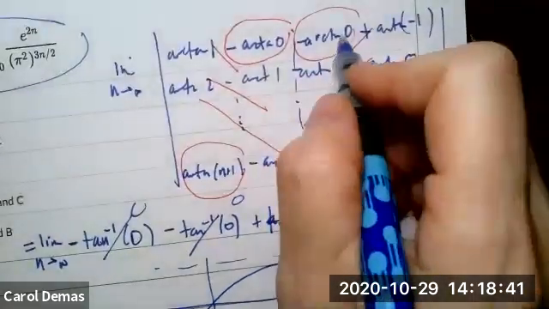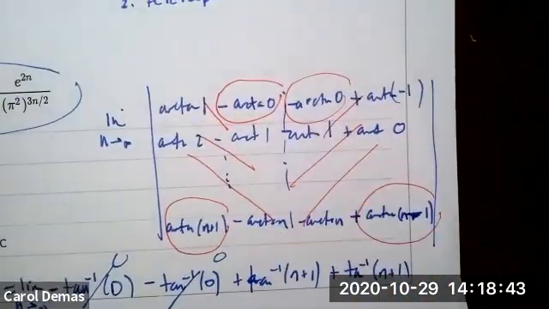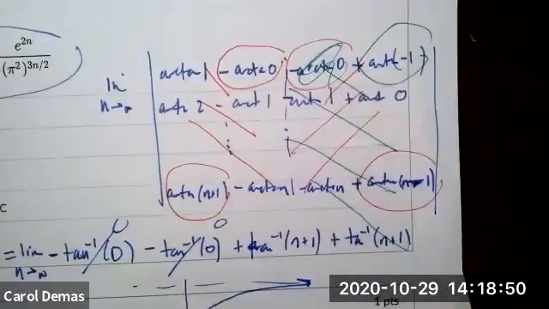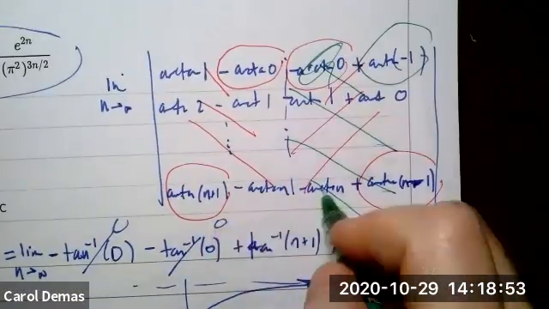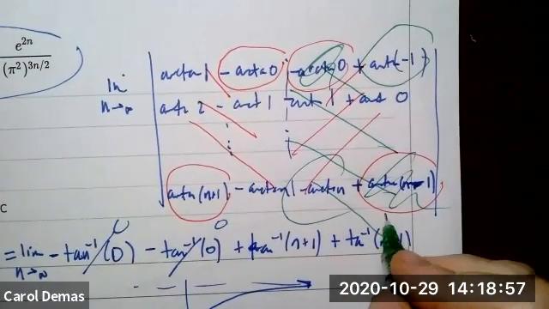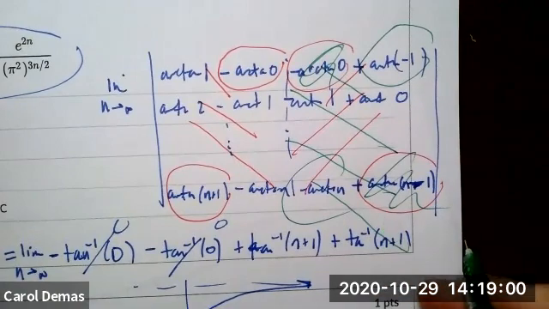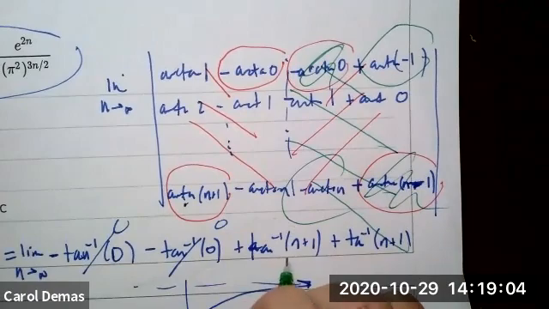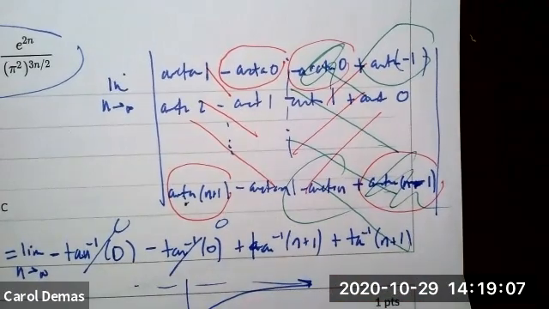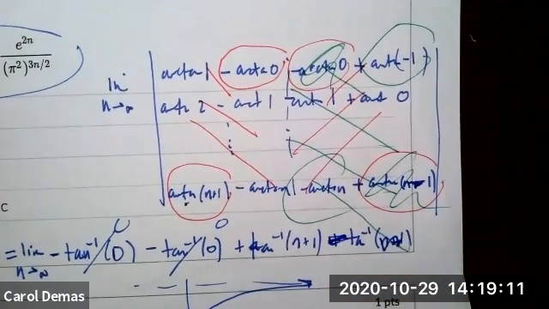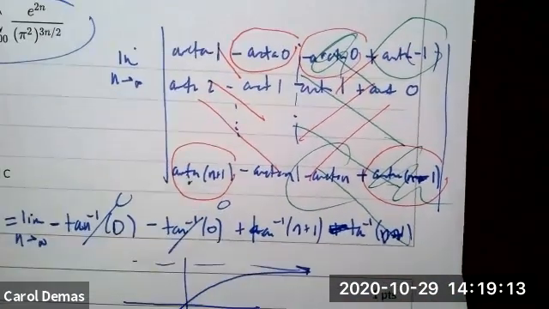Wait a minute, I crossed this one out the wrong way. I'm sorry. Nobody said anything. This one is crossed out the wrong way. We're left with this one, and this one, not that one. So we'll have arctan n plus 1 minus arctan n. Let me do that over again because I can't see what I've done here.